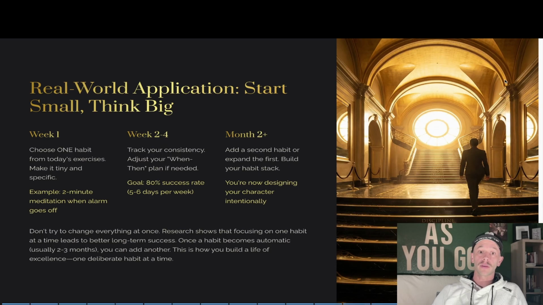After a month, and then months 2 and above, add a second habit or expand the first. Build your habit stack. You're now designing your character intentionally. Don't try to change everything at once. Research shows that focusing on one habit at a time leads to better long-term success. Once a habit becomes automatic, usually 2 to 3 months, you can add another. This is how you build a life of excellence, one deliberate habit at a time.